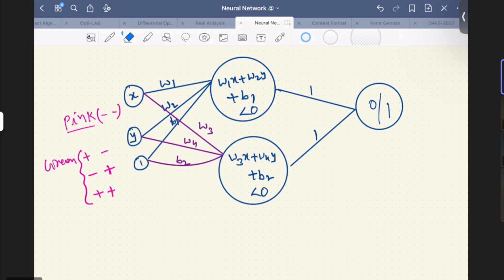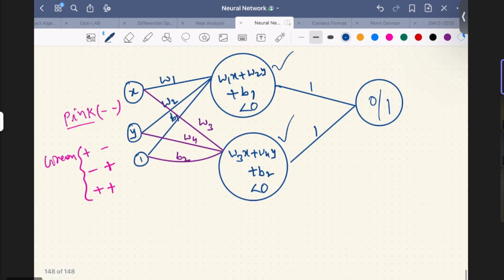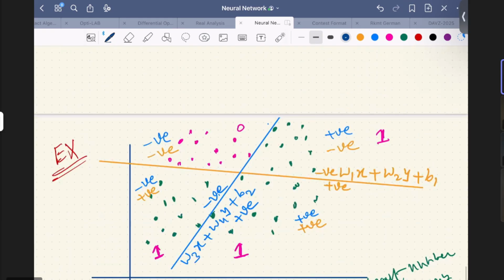Okay. So now both the green and pink points are separated out with the two line equations. Okay. Now just for the sake, I think it's better I ask you to do this in the program.